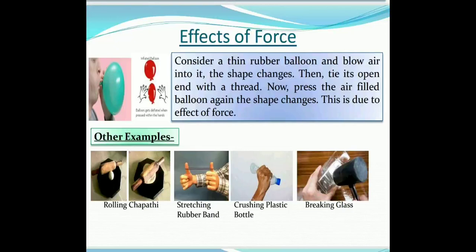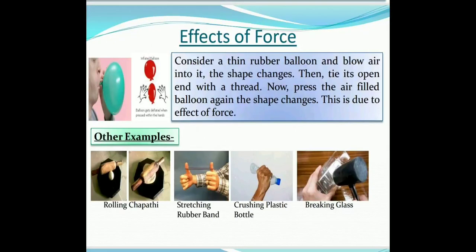So observe the other examples like stretching a rubber band, squeezing a sponge, tearing a paper, crushing a plastic bottle, making a chapati or breaking a glass. When force is applied on a stretching rubber band, we can see the change in its shape is permanent. When force is applied on a squeezing sponge, it is a temporary change in its shape. Tearing a paper, in this, it is a permanent change.